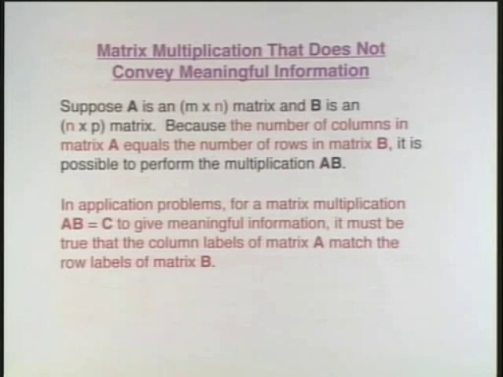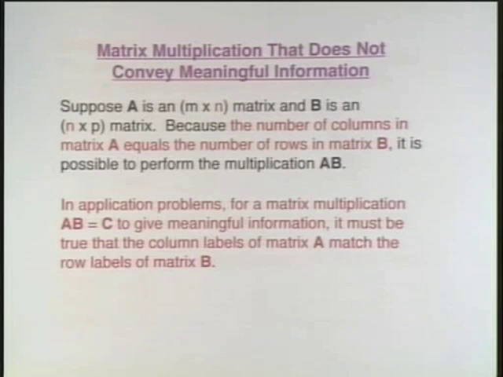Matrix multiplication that does not convey meaningful information. Suppose A is an M by N matrix and B is an N by P matrix. Because the number of columns in A equals the number of rows in matrix B, it is possible to perform the multiplication AB. In application matrices, however, each row and column is represented by a descriptive label, whether or not that label is explicitly stated.